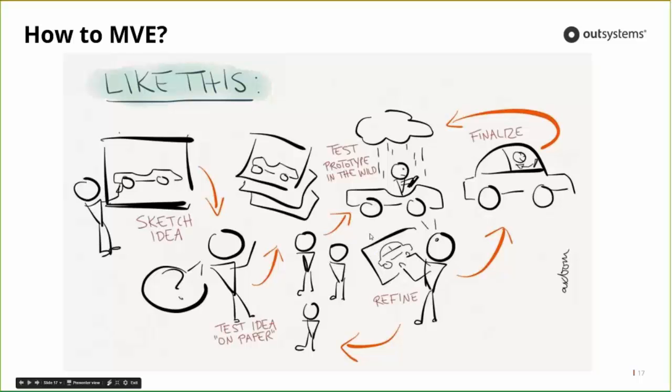Okay, so when we are talking about an MVA, we have to talk about a process, a method that allows you to iterate with users on a regular basis and then to define, to iterate, and to refine that idea until you get the final product.